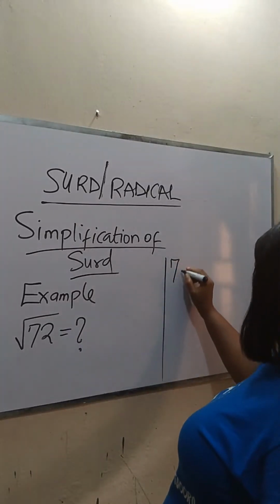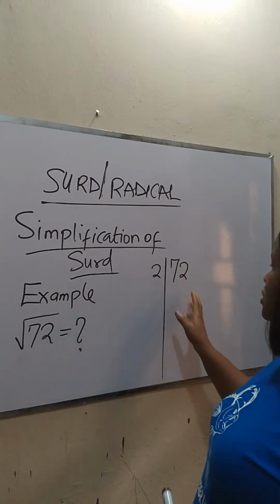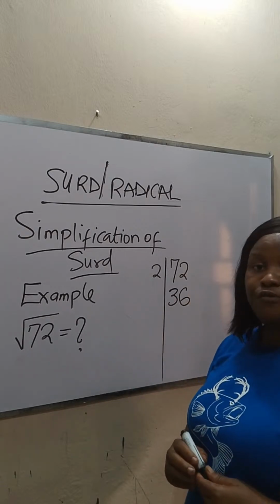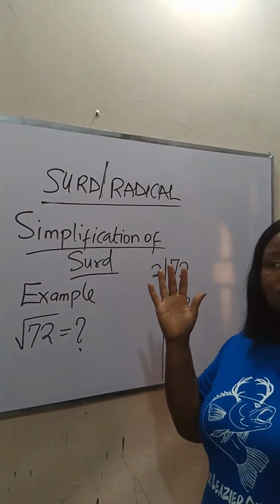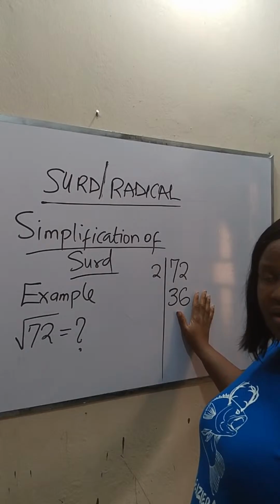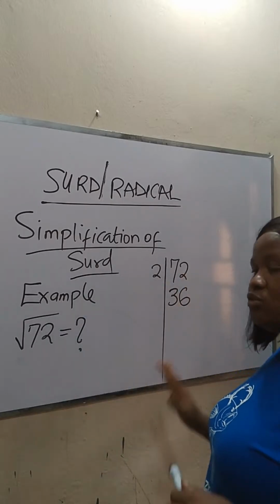See 72, we are going to divide. Write 72. We are dividing by 2. All right? 72 divided by 2 gives us 36. Now, we know that the square root of 36 is 6. So 36 is a perfect square. If you know, at this stage you're already done. But when you don't know, keep dividing. You get the final answer.